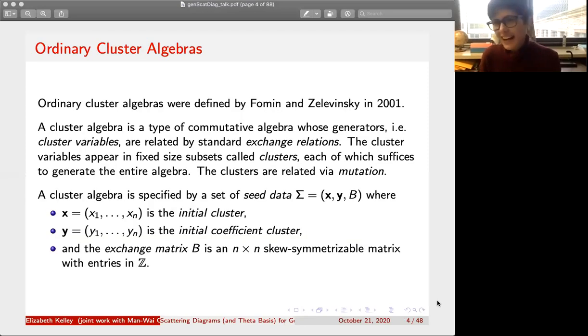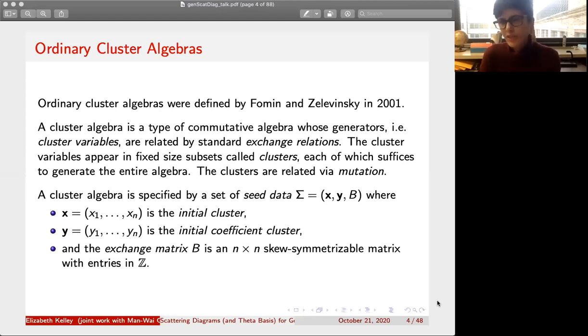So with that said, let me give you my elevator pitch for what a cluster algebra is. Cluster algebras were defined by Fomin and Zelevinsky in 2001. It's a type of commutative algebra where we have a little bit of extra structure. The generators of the algebra, which we call cluster variables, appear in standard fixed size subsets called clusters. And the nice thing about these generators is that instead of needing all the generators to generate the algebra, you can take one cluster and use what are called standard exchange relations to generate the rest of the algebra.